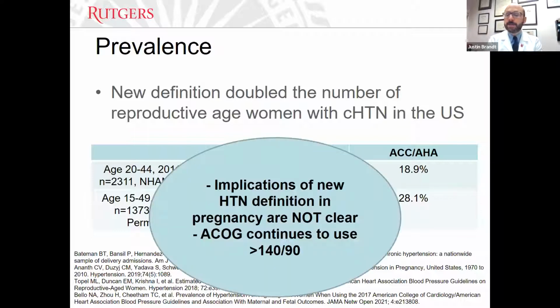The implications of this new definition for hypertension are not clear in pregnancy. The American College of Obstetricians and Gynecologists continues to use the definition that we were using before this change, 140 over 90, and that's what we're going to be using in this discussion of chronic hypertension risks. And it's still used in many epidemiologic studies of pregnancy.